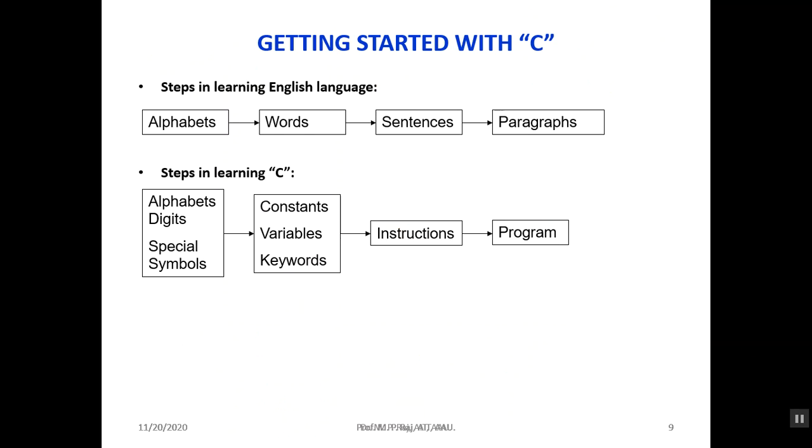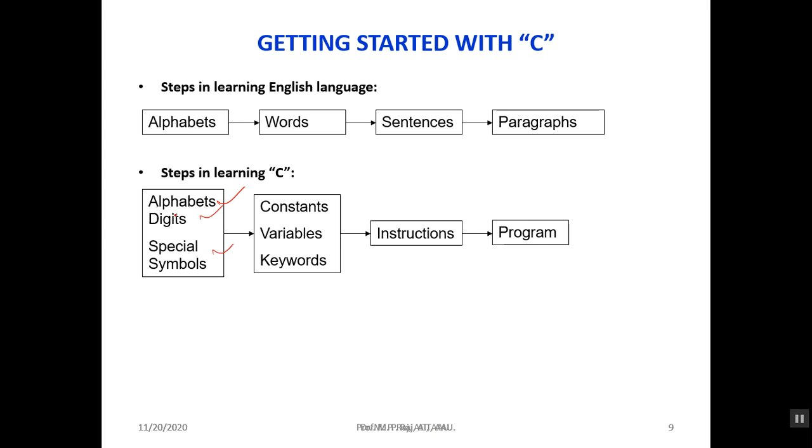Okay. Now we move on to the next point, how we use C language. In English language, we have alphabets, words, sentences, and paragraphs, correct? We use alphabets to create words, words to create sentences, and sentences to create paragraphs. Same way in C language, we have alphabets, digits, and special symbols.